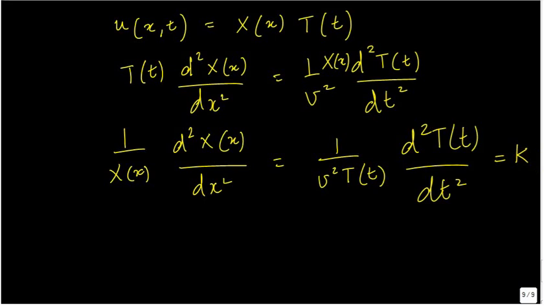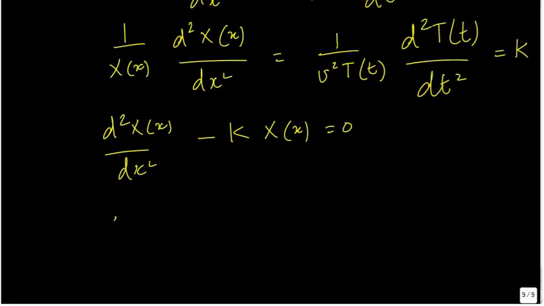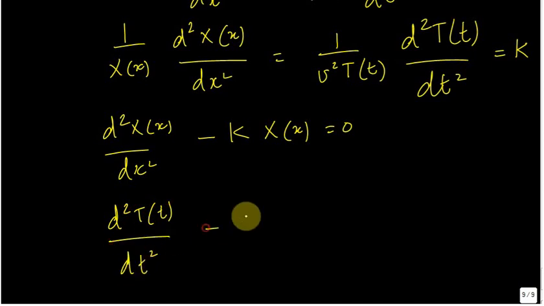Because for all values of x, for all values of time, if they have to be equal, they have to be some constant. Otherwise, it can't be possible. So which means I get two of these equations. One is d square x by dx square minus k x is equal to 0, and the other one would be d square t by dt square minus k v square t is equal to 0.